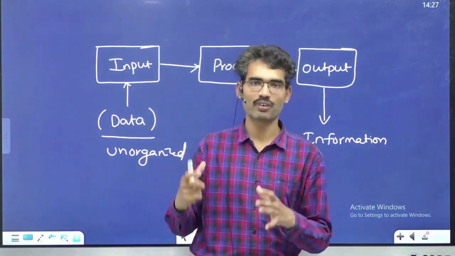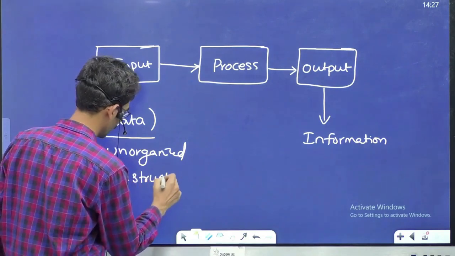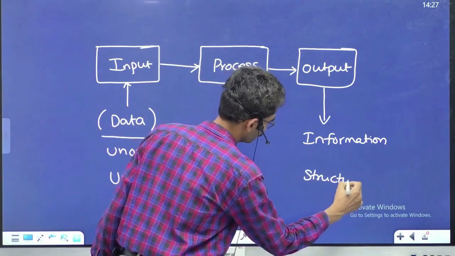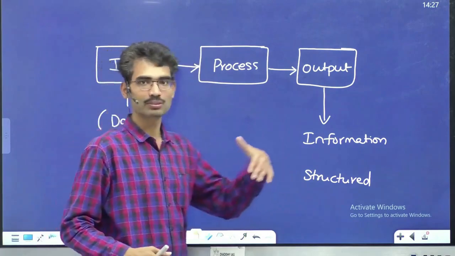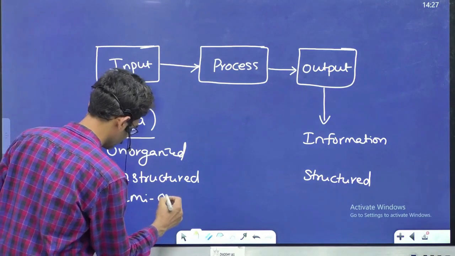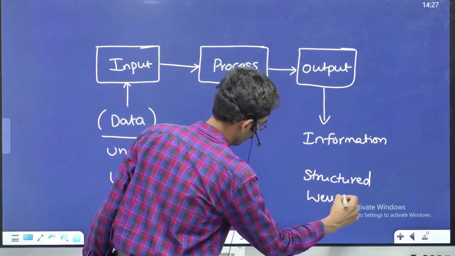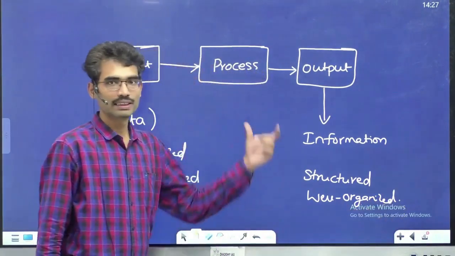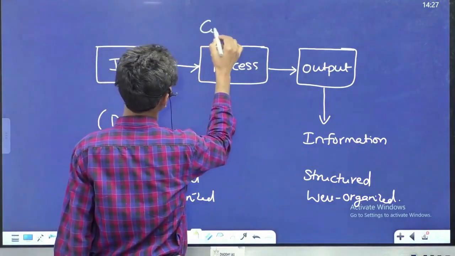So this is one simple way of seeing it: unstructured, you can call anything unstructured, it becomes structured. Semi-organized, it becomes well-organized. This is one simple way of looking at the architecture of a computer.